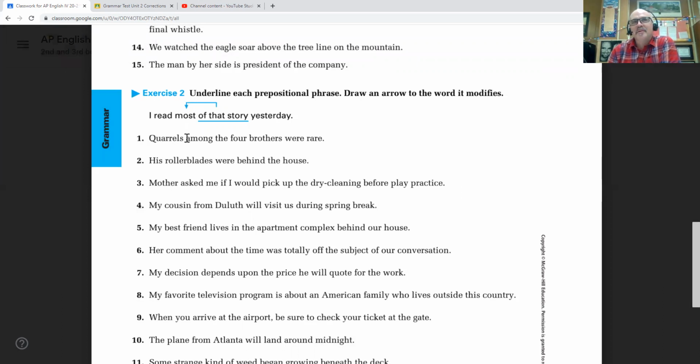One more together. Quarrels among the 4 brothers were rare. And here we see among the 4 brothers is the prepositional phrase, right? And then we have the verb, predicate adjective over there. But anyway, what does this modify? Well, it's describing the quarrels, right? And quarrels, in this instance, certainly, is a noun. So that makes this one an adjective one.